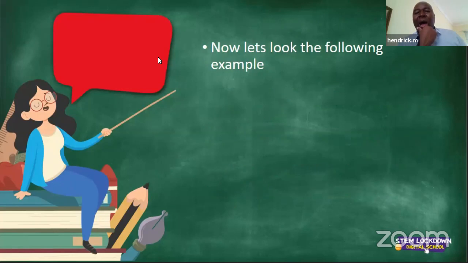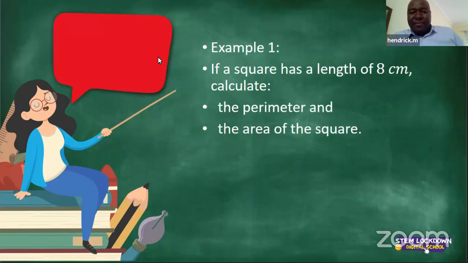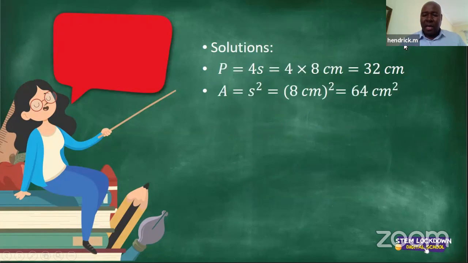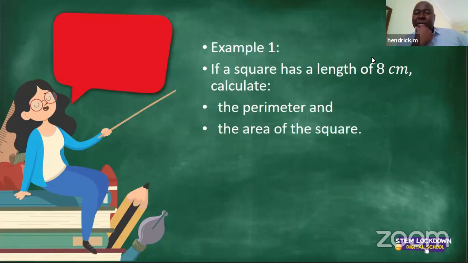Right, now let's look at the following example. If a square has a length of 8 centimeters, calculate the perimeter and the area of the square.